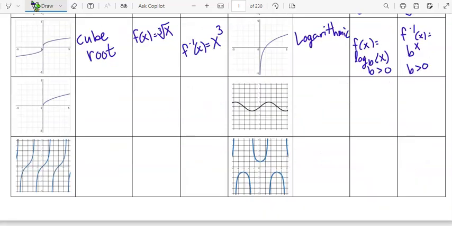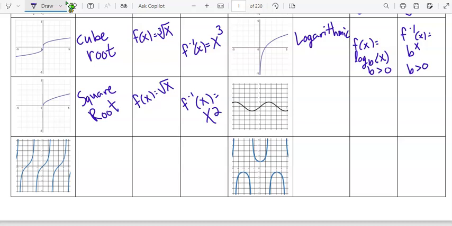This one is a square root function. It's half of a quadratic on its side. F of x equals the square root of x, and then the inverse, f inverse of x, equals x squared.